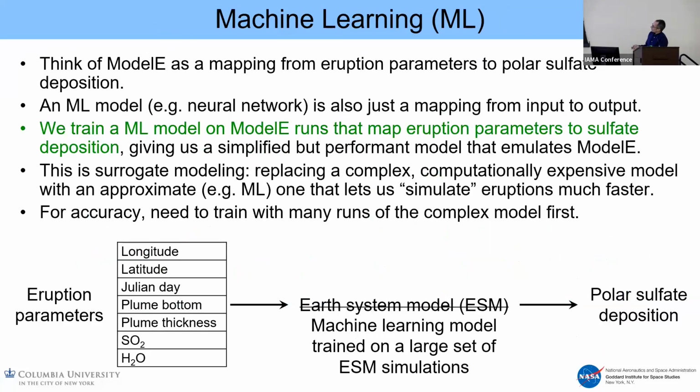So what we did is that we took the eruption parameters, and instead of an Earth system model, we used a machine learning model that was trained on this data set, and created a whole system that includes thousands of cases to calculate a polar sulfate deposition.